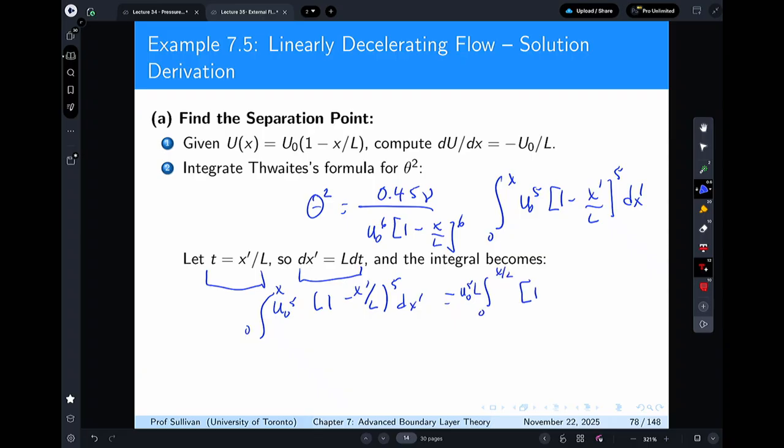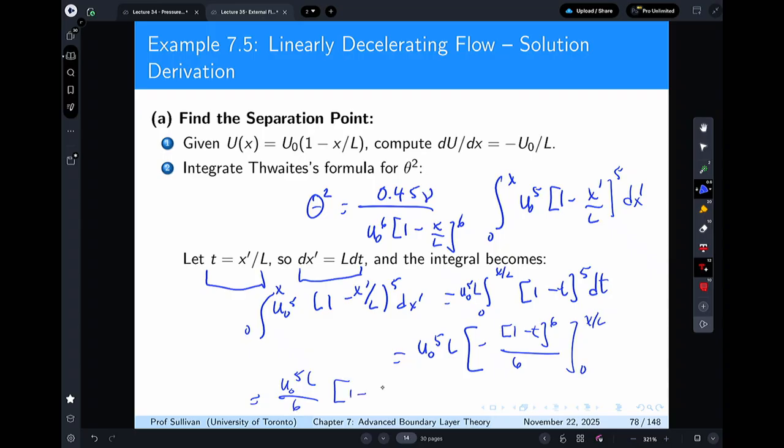over L, integral of 1 minus t to the 5th dt, u naught to the 5th L. And you can solve through and you get u naught to the 5th, L over 6 times the quantity 1 minus x over L to the 6th for those integral bounds.